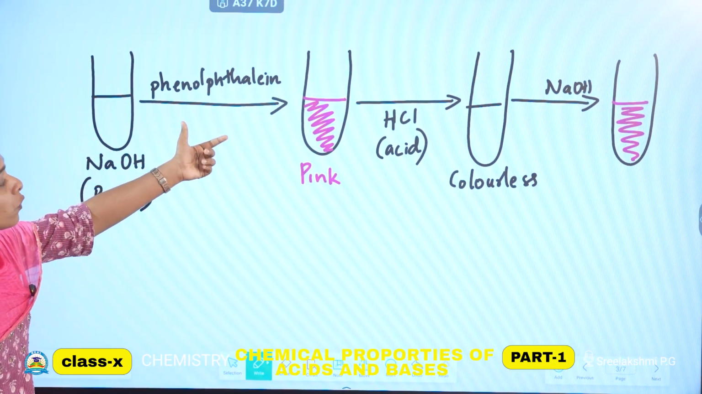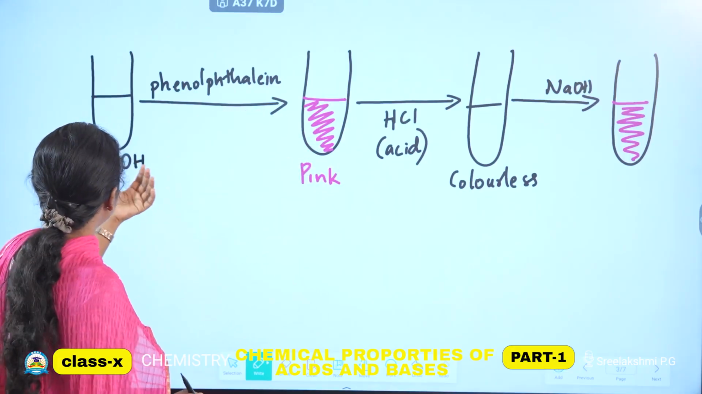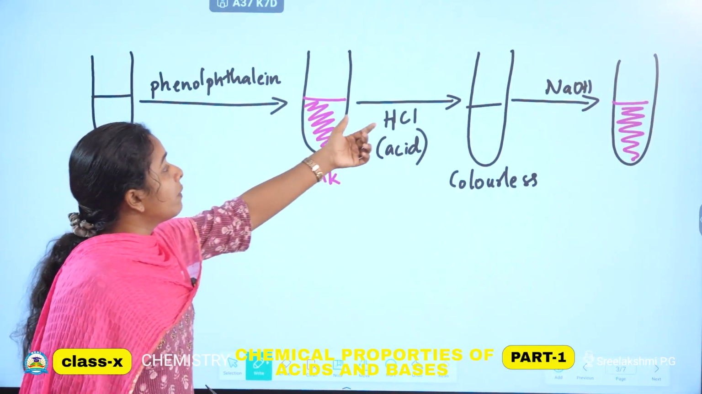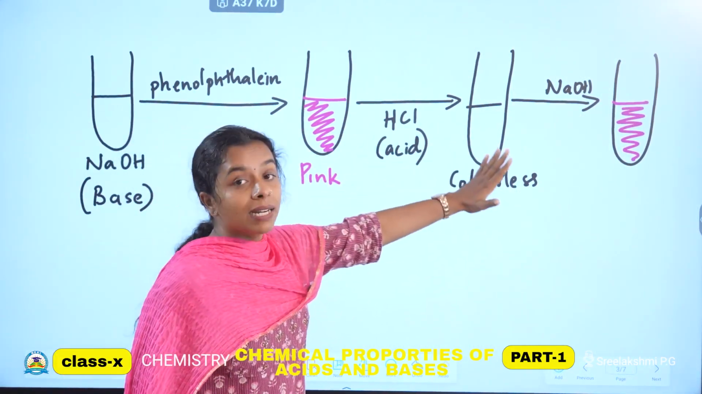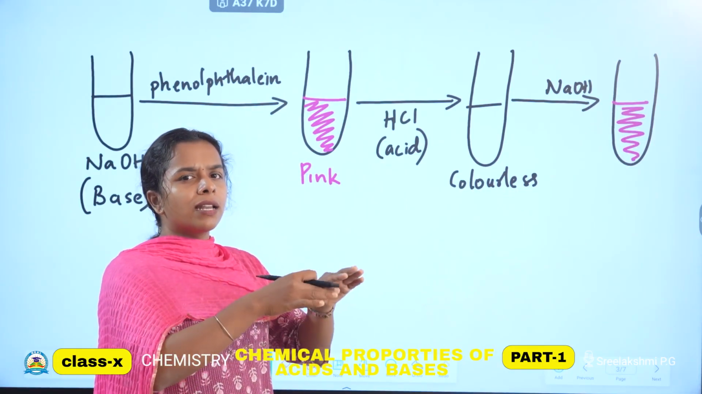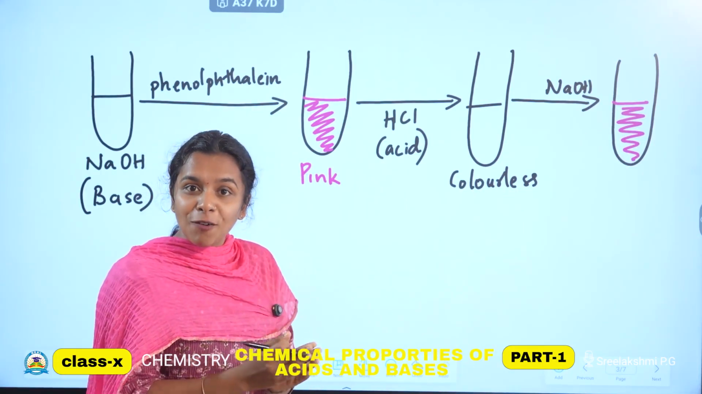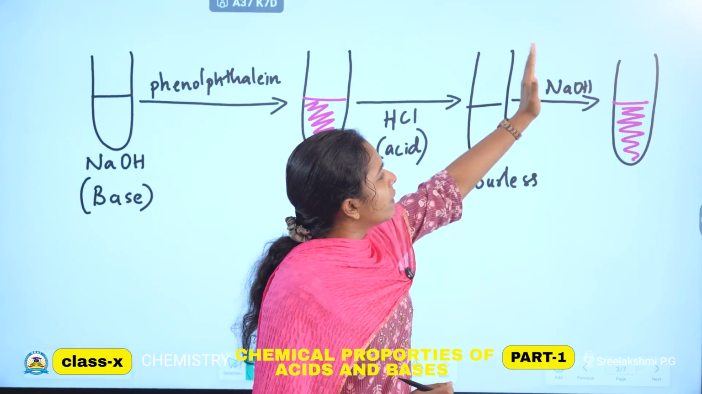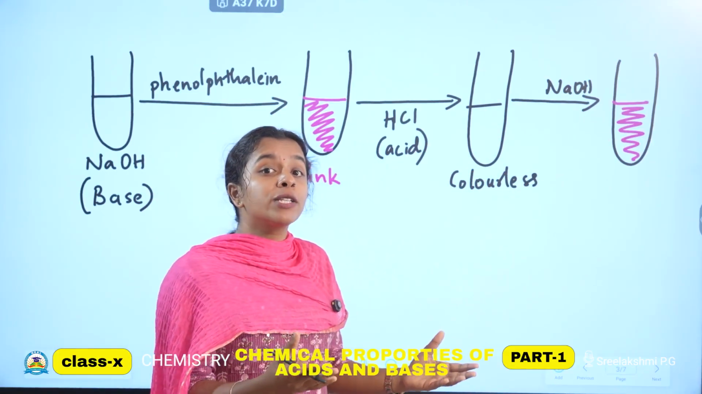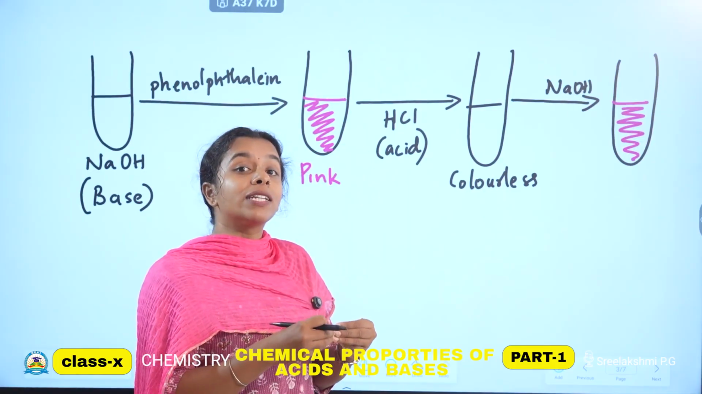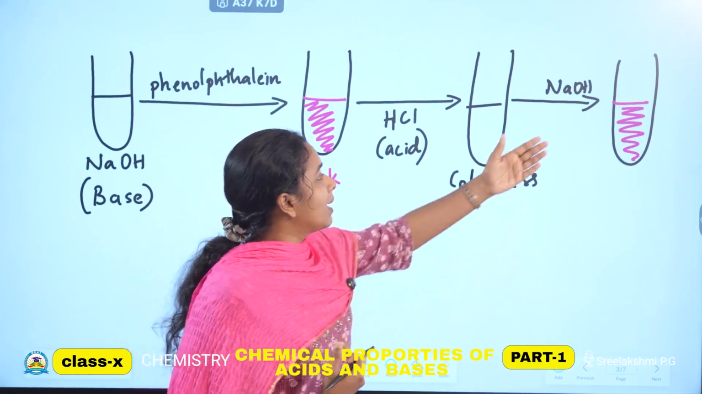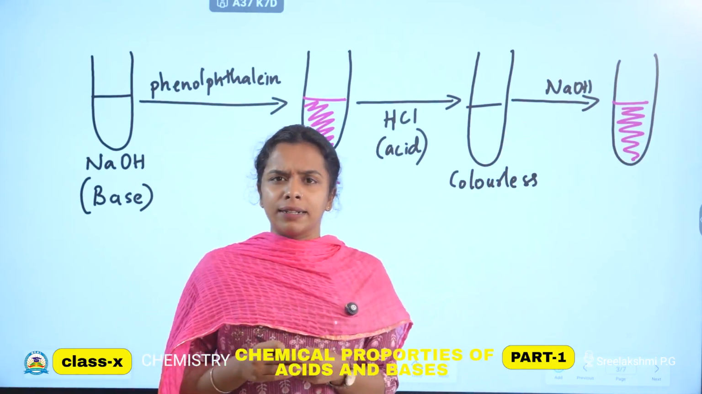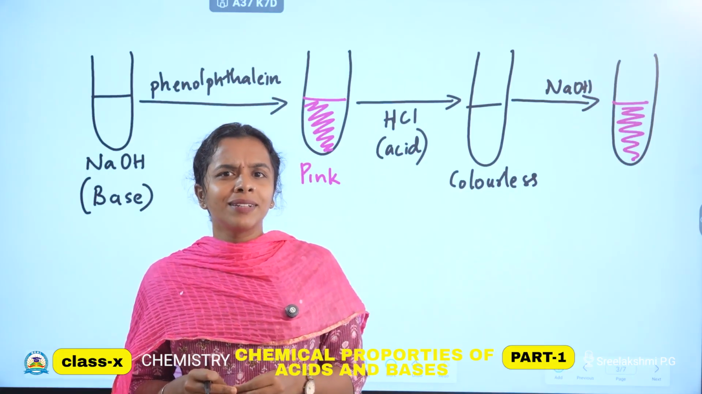So here it was colorless. By the addition of phenolphthalein, it became pink, which shows that it is a base. Again, we add HCl and it becomes colorless, which means it nullifies the effect of the NaOH solution. Then we add NaOH, and NaOH nullifies the effect of the acid and the solution turns pink. From here, what did you understand?